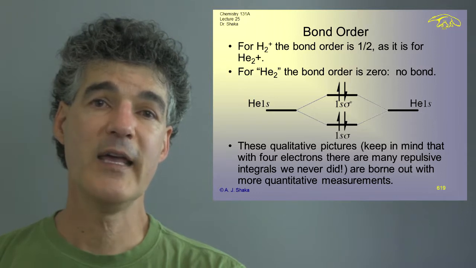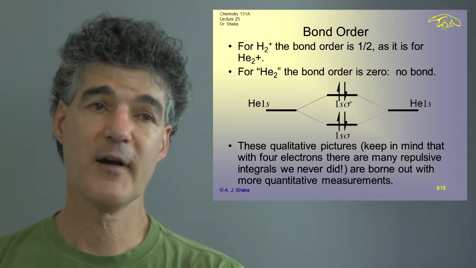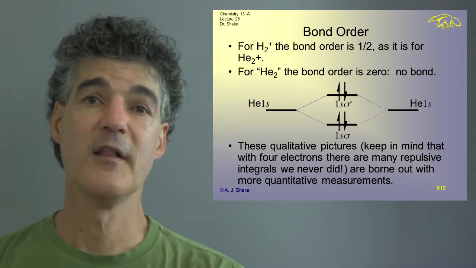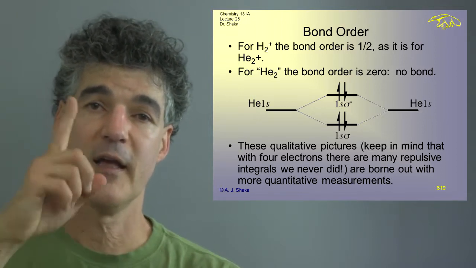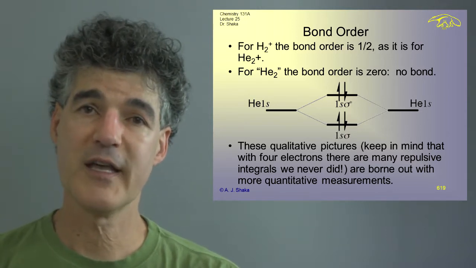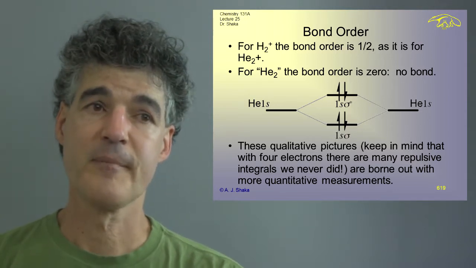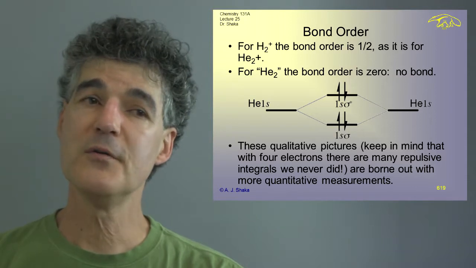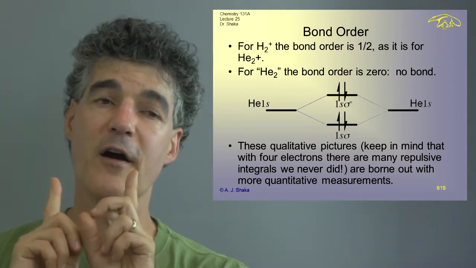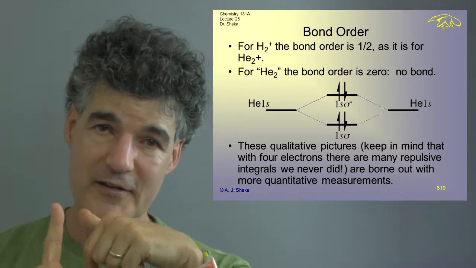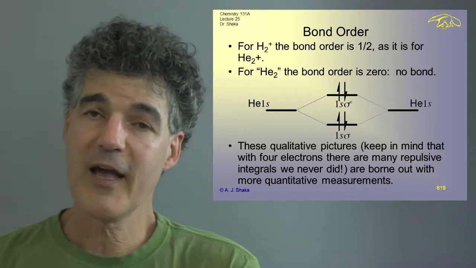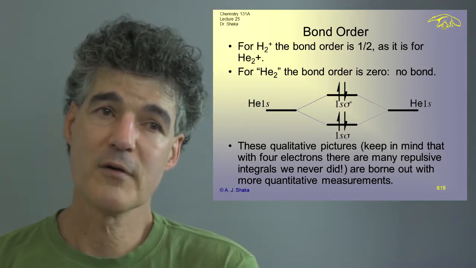And for the helium dimer ion, He2 plus, where there's 3 electrons, there's now 2 in the bonding and 1 in the anti-bonding, and so the bond order is again 1/2. For He2, there's 2 bonding electrons and 2 anti-bonding electrons, and therefore the bond order is 1/2 of 2 minus 2, or 0.